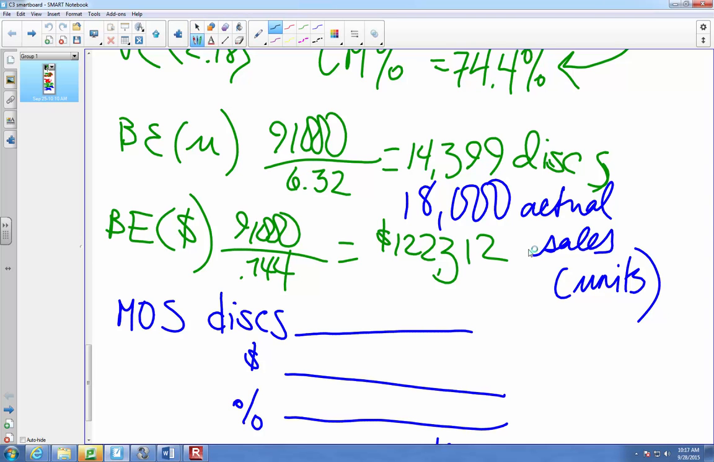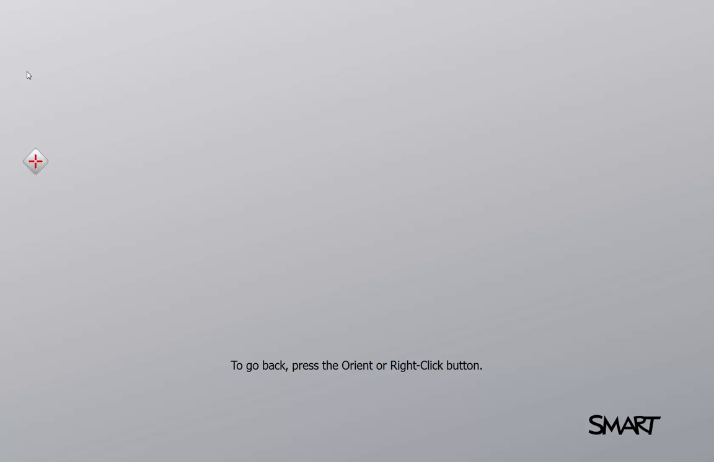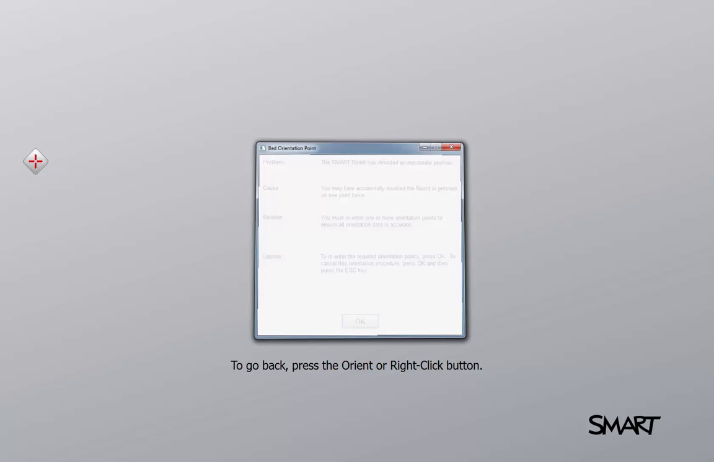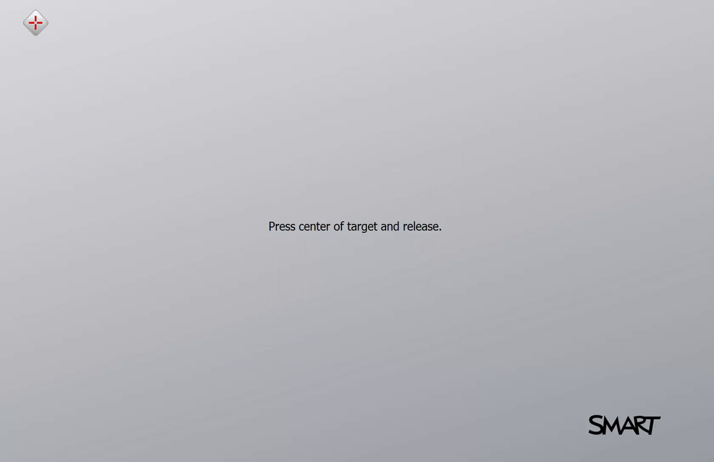And I haven't calibrated this, so I might be having some trouble here. Yeah, it's not even going to let me. So 3,601, because break even was 14,399, and we're at 18,000, right? Oh, here we go. I know what you want, baby. Oh, come on.